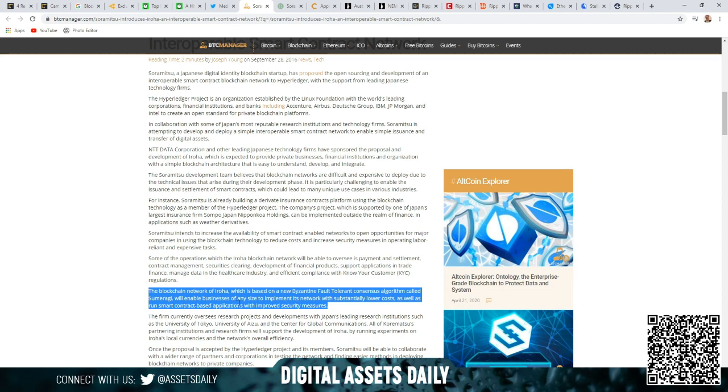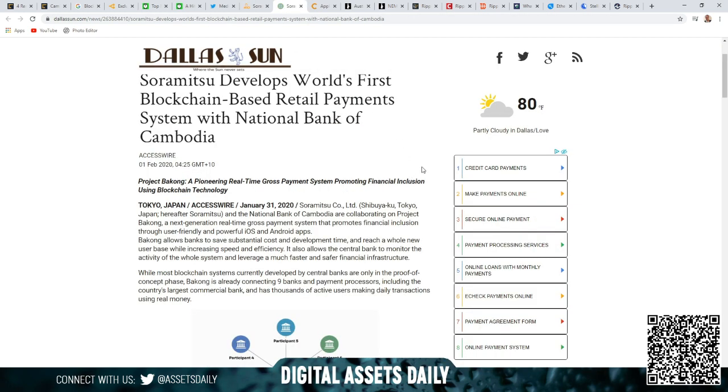And it will enable businesses of any size to implement its network with substantially lower costs, as well as run smart contract-based applications with improved security measures. And we know that the Stellar already has a smart contract capability as well. Here we have Soramitsu develops the world's first blockchain-based retail payment system with National Bank of Cambodia.